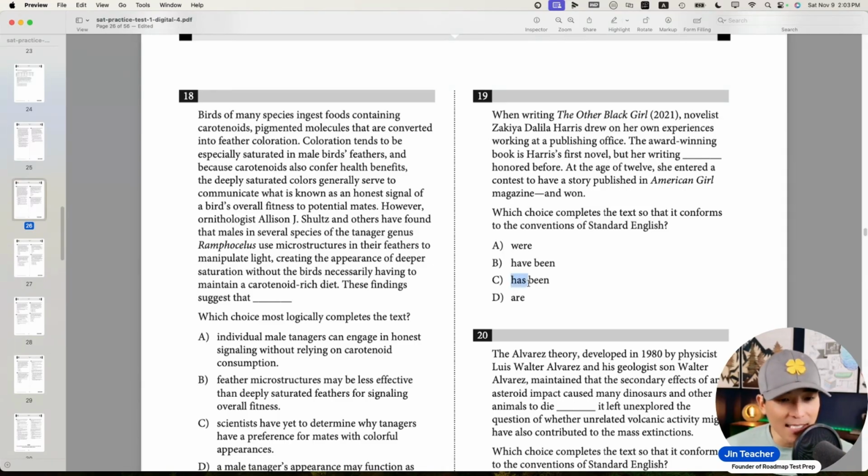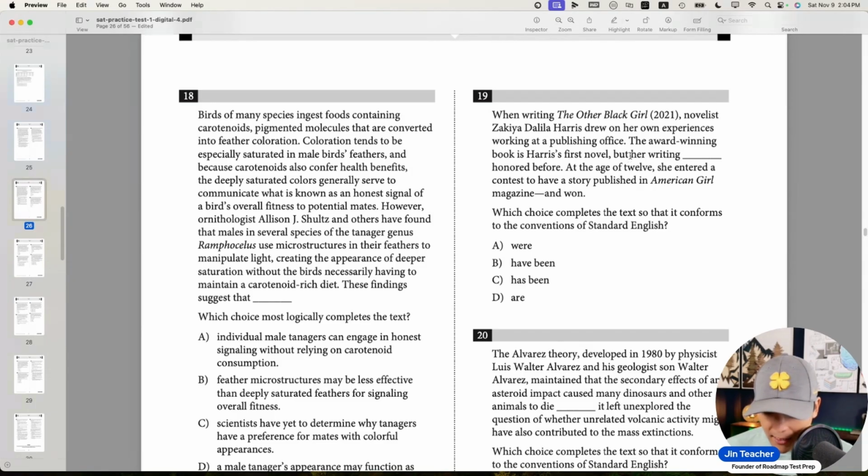I notice I have a singular verb here for answer choice C, and I have a plural verb here for B. So now when I read the passage, I know I'm going to be reading to understand what the subject of this verb is. And then I'm going to get my correct answer very easily. So here the passage reads, when writing The Other Black Girl, novelist Z.D. Harris, this novelist, drew on her own experiences working at a publishing office. The award-winning book is Harris's first novel, but her writing were honored before.